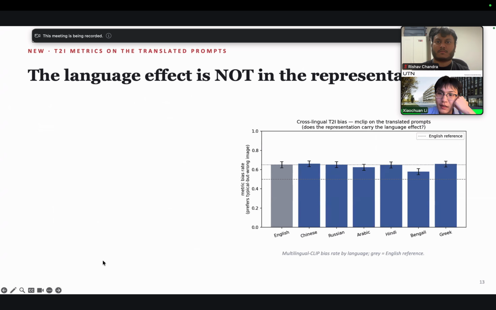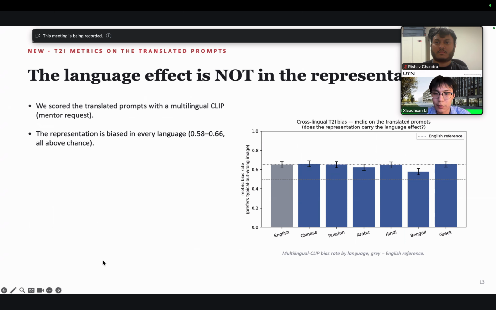But then we did something that the mentor suggested: we ran the metric on the translated prompts too, using a multilingual CLIP, and this gave us a really clean split. The representation is biased in every single language. We can see it's all above chance. But it's flat across languages. No Bengali or Greek spike at all. If there's anything worth noticing, it's only that Bengali is slightly lower.